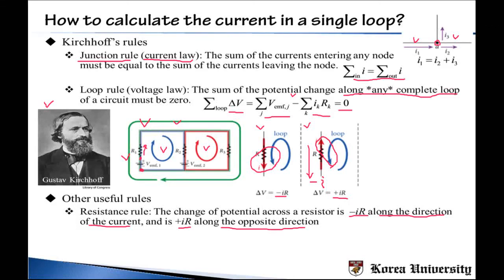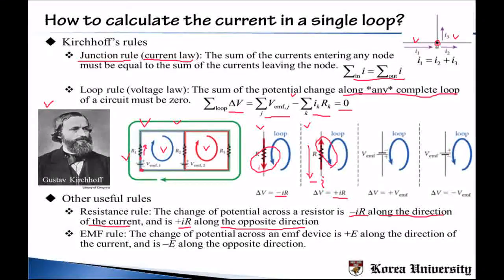Okay, and then there's another rule called the EMF rule. Well, this is again actually nothing new. If you go through the EMF device from the negative terminal to the positive terminal, then of course the potential change will be plus EMF. But it happens in some cases that you may have to go through the EMF device from the positive terminal to the negative terminal. Then of course it has to be minus EMF. These are simple rules, but something you always have to follow.